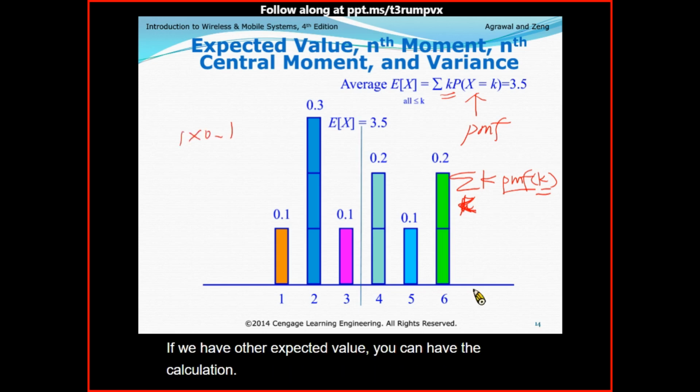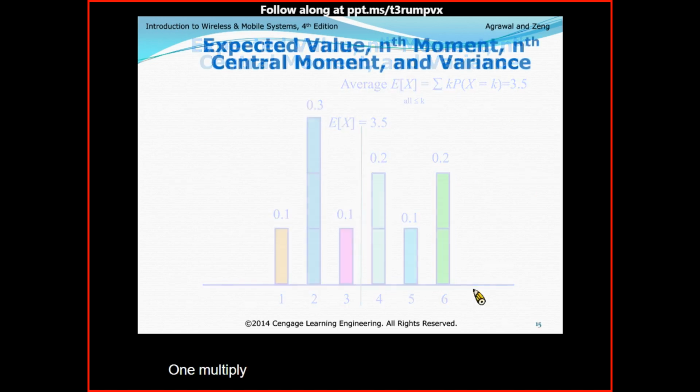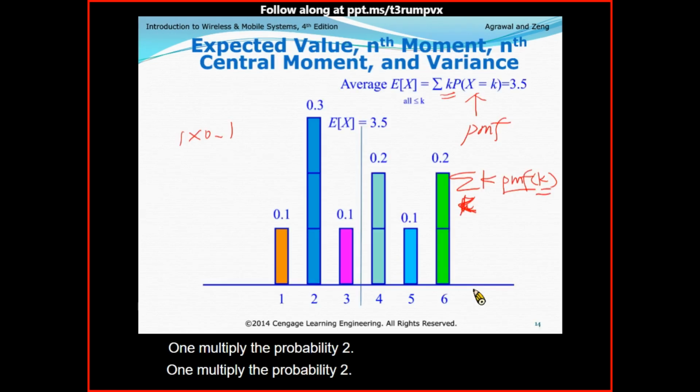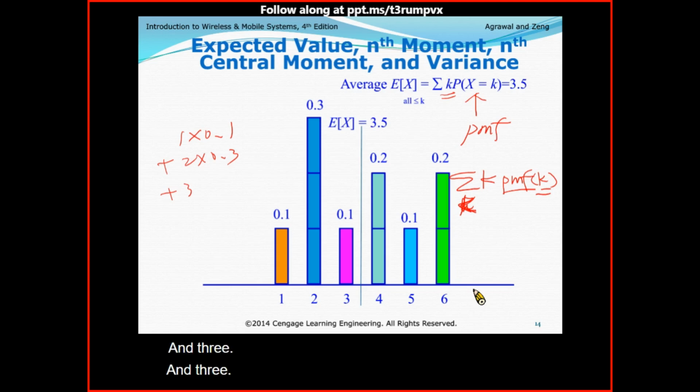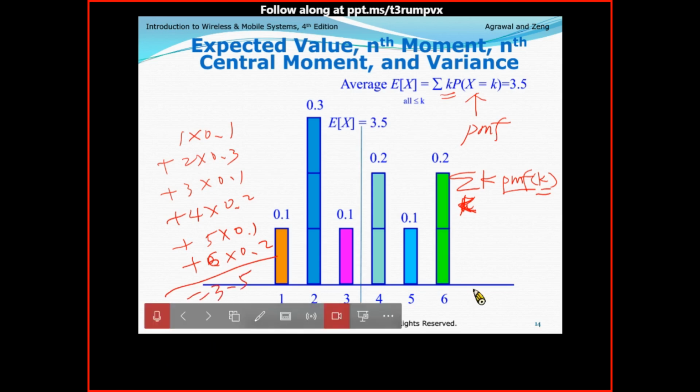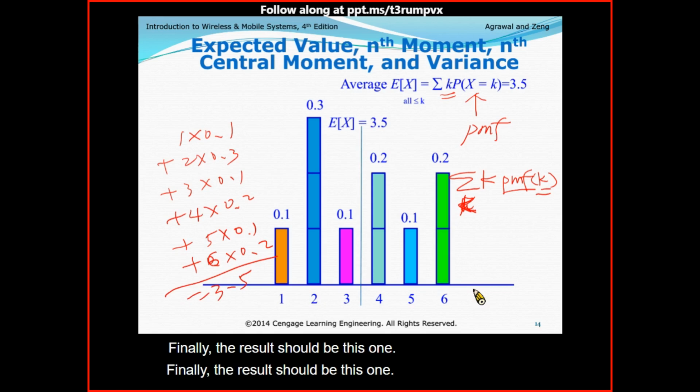1 multiply the probability, 2 and 3, 4 and 5 and 6. Finally, the result should be this one. You can check it. Yeah, that's correct.